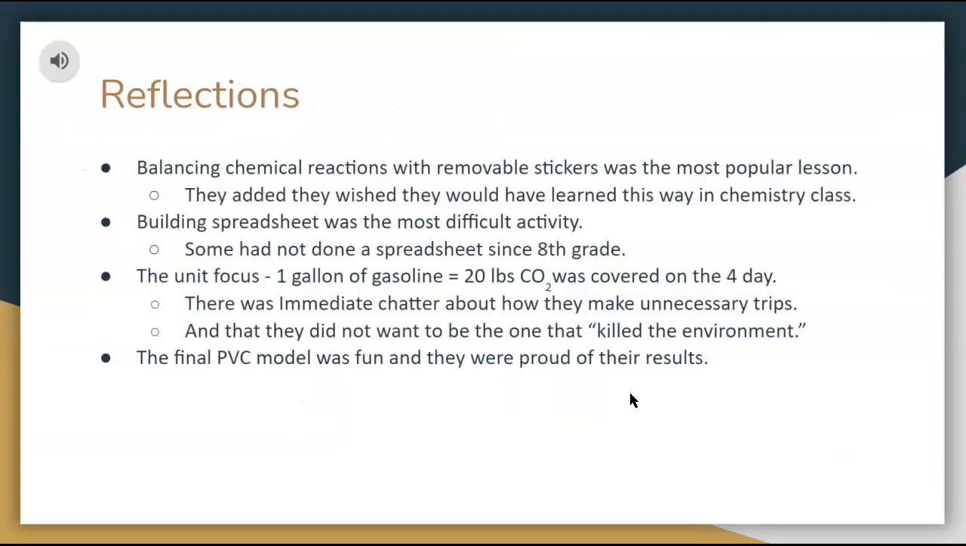Balancing chemical reactions with removable stickers was the most popular lesson. They added they wished they would have learned this way in chemistry class. Building a spreadsheet was the most difficult activity. Some had not done a spreadsheet since the 8th grade. The unit focus, 1 gallon of gasoline produces 20 pounds of carbon dioxide, was covered on the 4th day. And there was immediate chatter about making unnecessary trips and that the students didn't want to be the one who, quote, killed the environment. The final PVC model was fun and they were proud of the results.